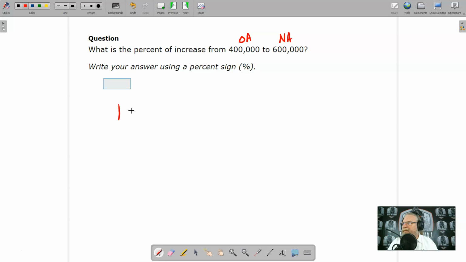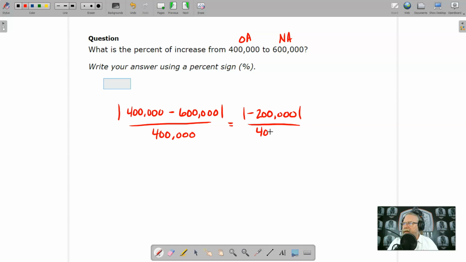So the absolute value of the original amount is 400,000. And we're going to subtract from that the value of the new amount. And this has to be the absolute value of that. So we have those absolute value signs. The original amount is 400,000. Now let's go ahead and do the subtraction here. 400,000 minus 600,000 is a negative 200,000. And that's over 400,000. And now the absolute value of negative 200,000 is positive 200,000.